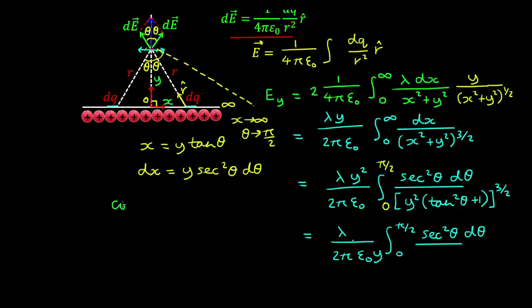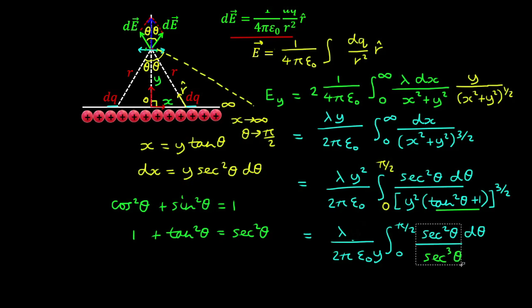So if we recall our trig identity, and dividing this by cosine squared theta, so what we get is sec squared theta to the power of 3 on 2, which is sec cubed theta. So therefore this becomes 1 over sec theta, or cosine theta.